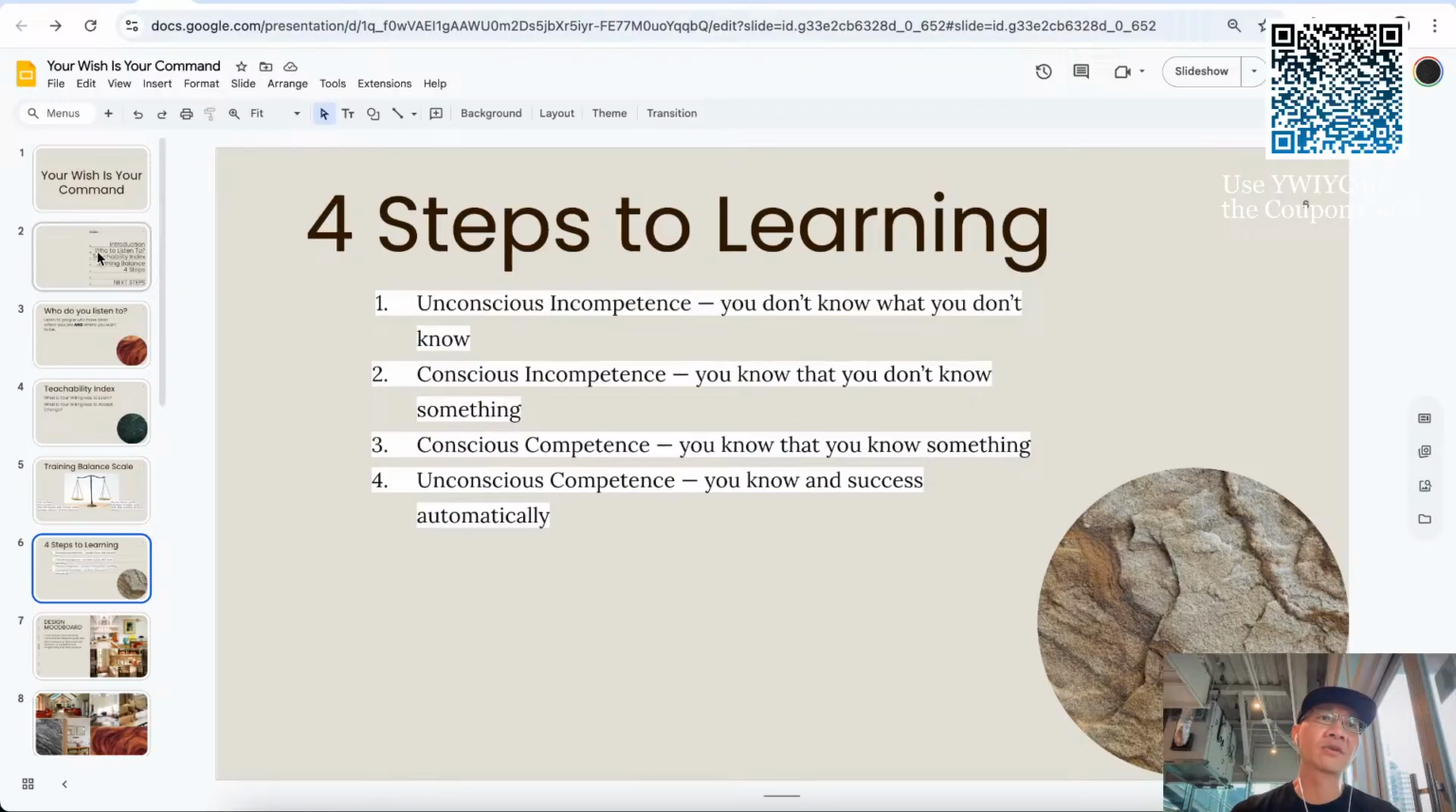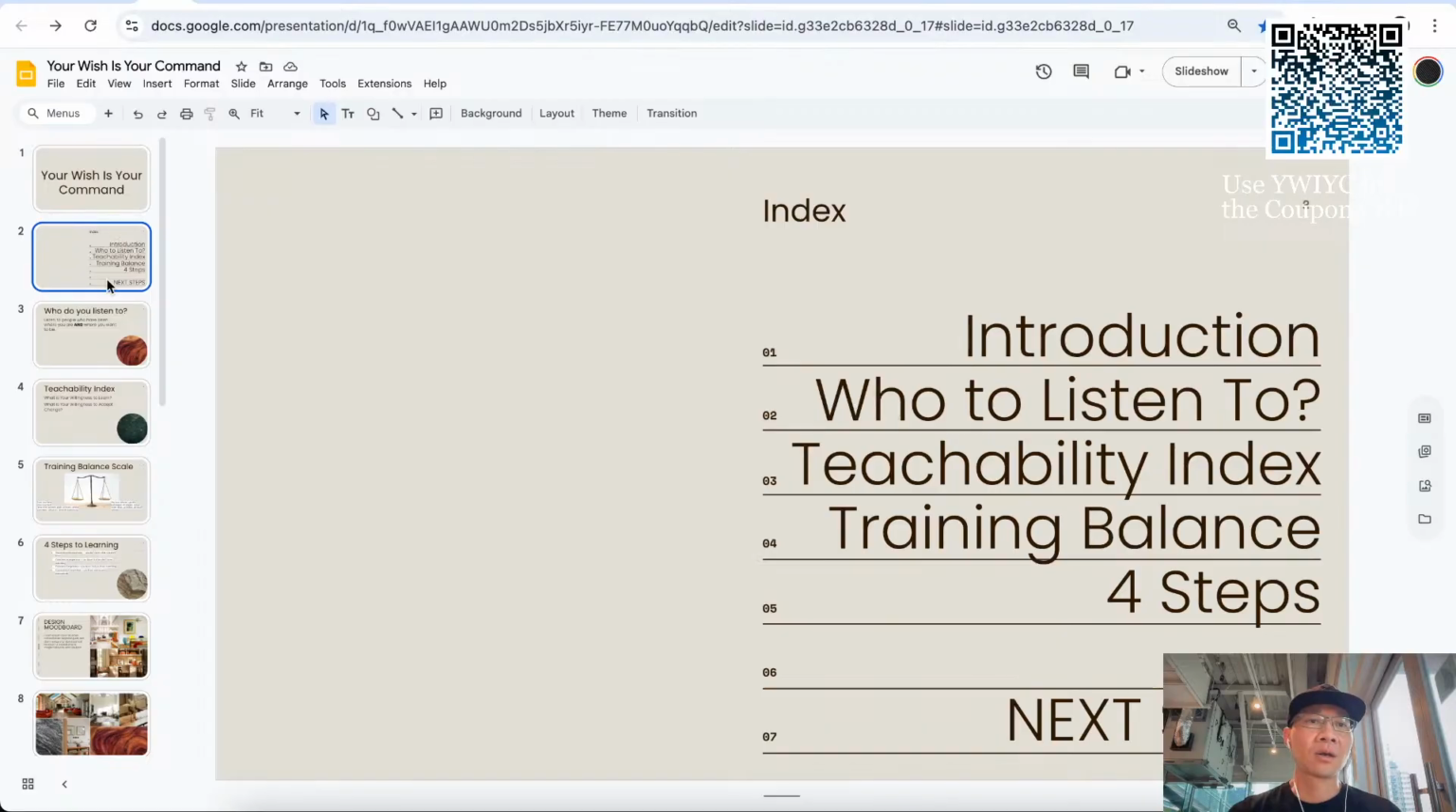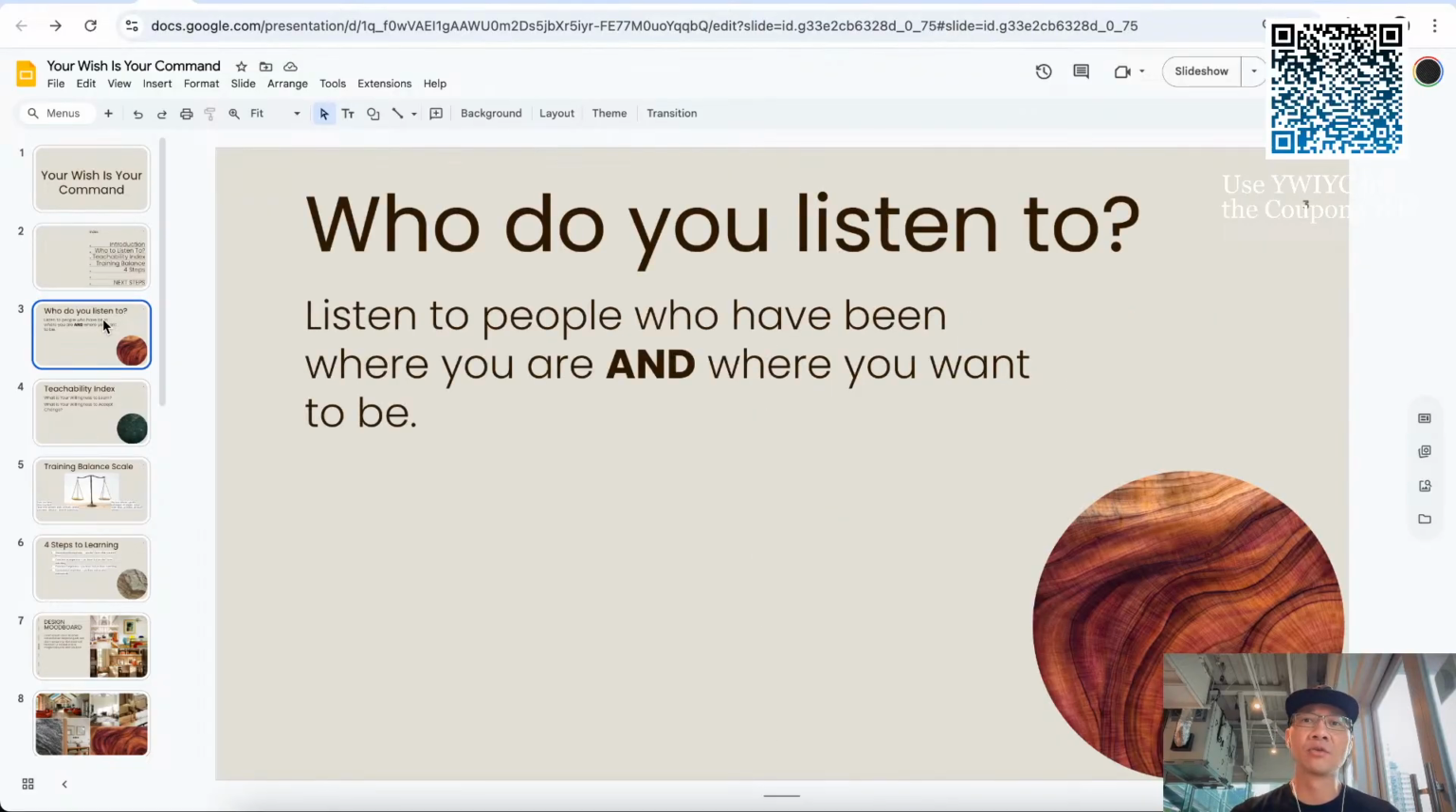So today we'll cover a lot of information. Kevin Trudeau's Your Wish is a Command. The 4 lessons. The first lesson is, who do you listen to? Listen to people who have been where you are and where you want to be. That's the first lesson. What's the second lesson?